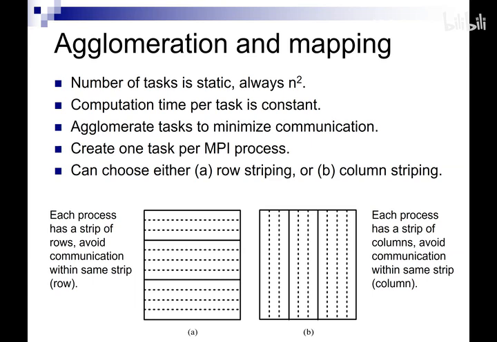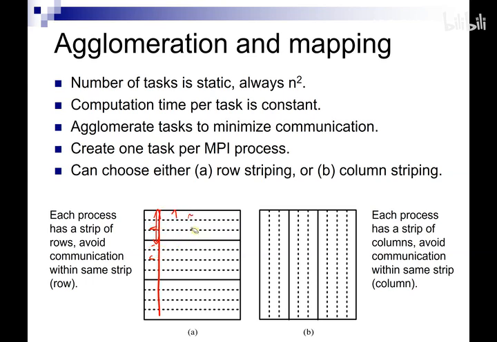If you were to agglomerate row-wise, then remember that we needed to have 2 types of communication. For example, if we're in the k equals 1 stage, then we need to take the first row and broadcast that along each column. And then you also needed to take the first column and broadcast that along each row.